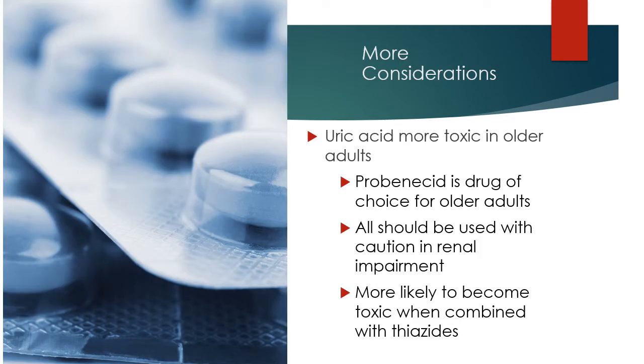So other considerations, uric acid is more toxic to older adults. Older adults seem to do better with probenecid as the drug of choice. All of the drugs need to be used with caution in patients that have renal impairment. And so probenecid may work better for older adults who tend to have more problems with renal impairment. And they're more likely to become toxic when used in combination with thiazides.